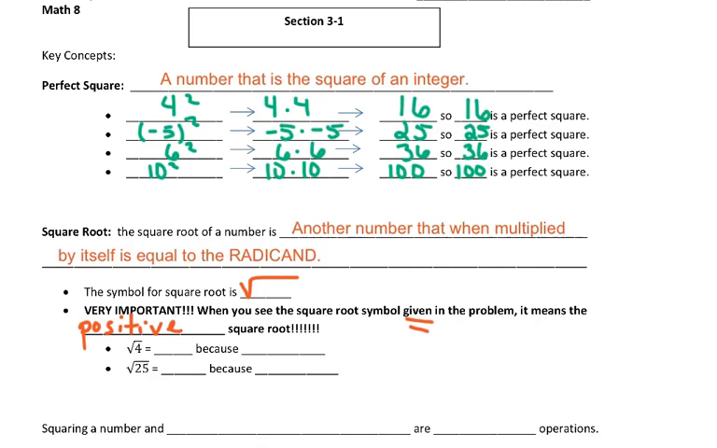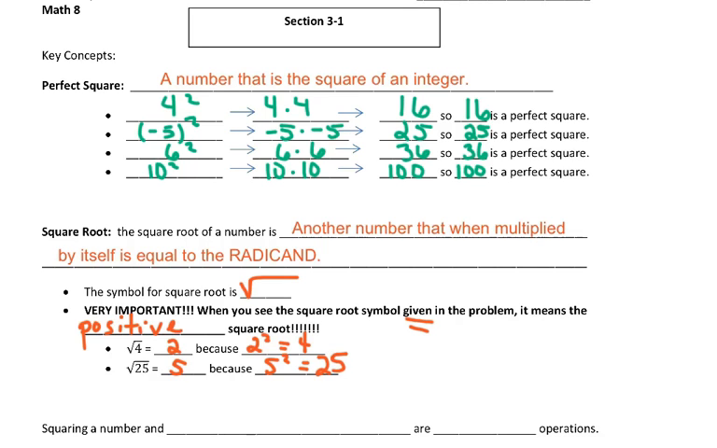So if you see the square root of 4 given to you, it equals 2, because 2 squared equals 4. And when you see the square root of 25, the answer is 5, because 5 squared is 25. So we're going to come back to that idea. When the square root is given to us in a problem, the answer is the positive square root.